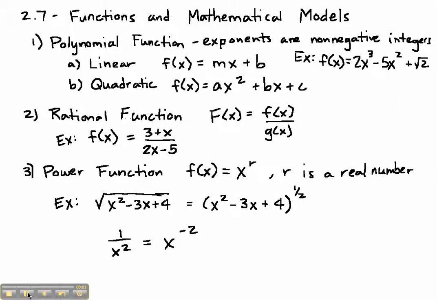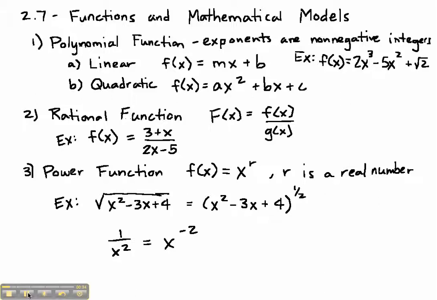The majority of Section 2.7 involves word problems, but before we get into some word problems, I want to review the different types of functions that you can have. There's three main kinds: a polynomial, rational, and a power function. Well, first of all, a polynomial function is any function where the exponents are non-negative integers. In other words, the exponents can be 0, 1, 2, 3, 4, and so on.